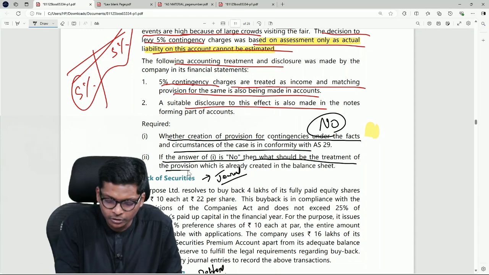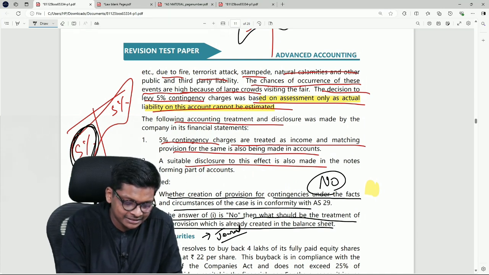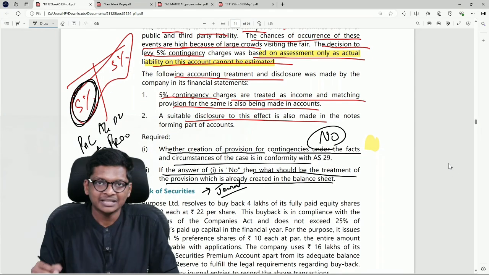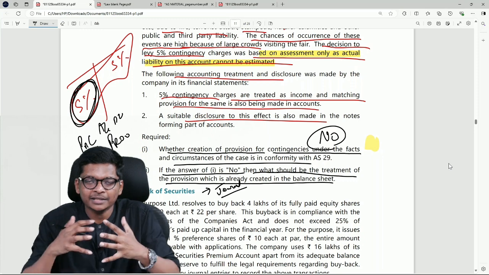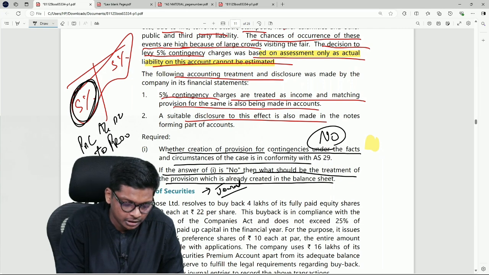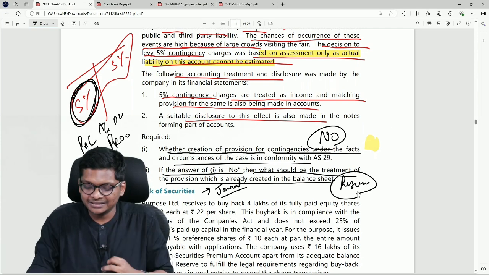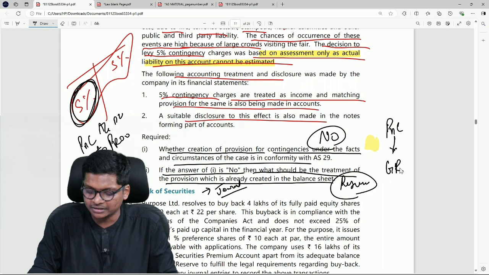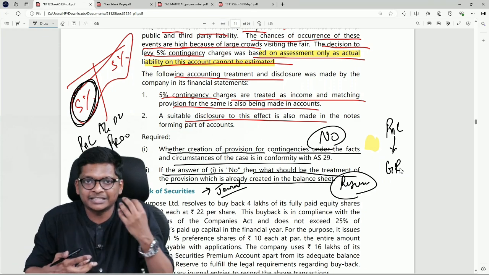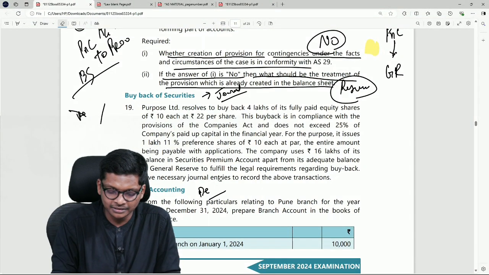Then what should be the treatment of the provision which is already created in the balance sheet? Sir, I already created 5% debit. So my entry is P&L account debit to provision. So in the balance sheet, I have a provision which is like a liability. No, this is not a liability. This is like a saving. You have saved money today for the future by reducing profit. So don't call this a provision. Call this a reserve. So this will be treated as a reserve and not a provision. This is like transferring money from your P&L to general reserve. It's like a reserve saved for some contingency in the future. This is what AS 29 says. If it's not a provision, it becomes a reserve.